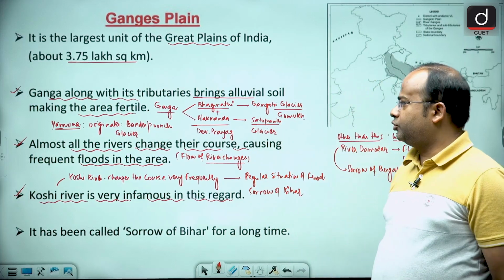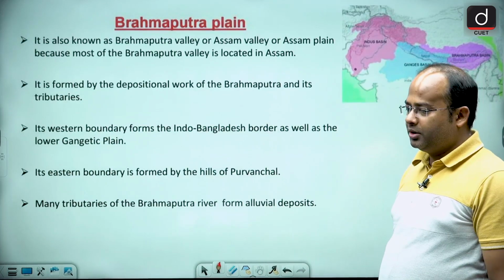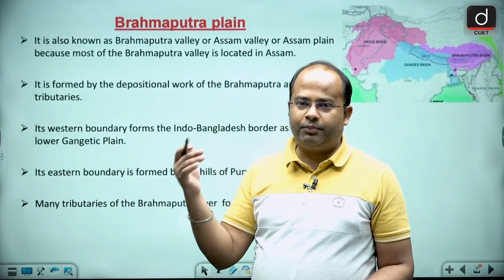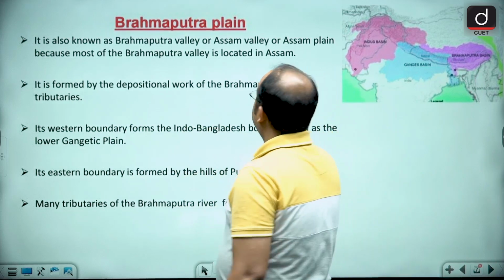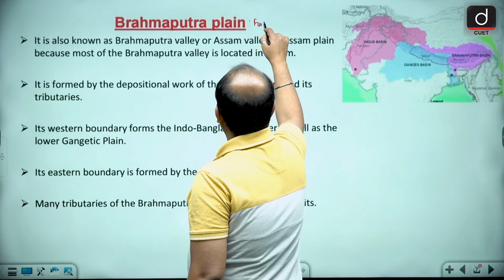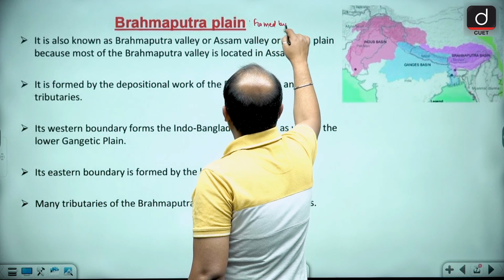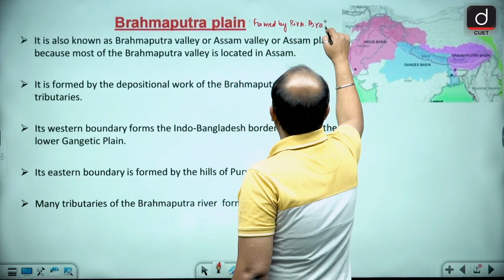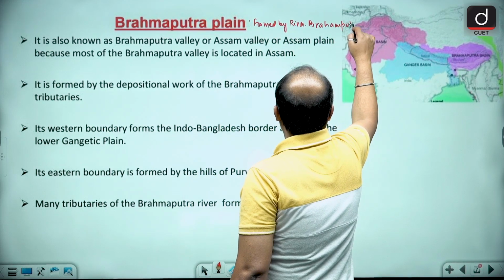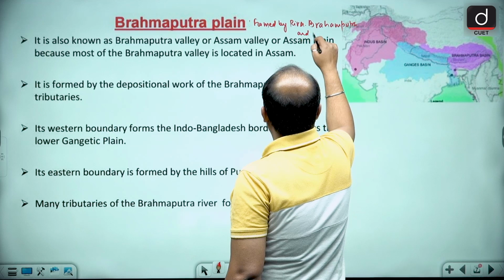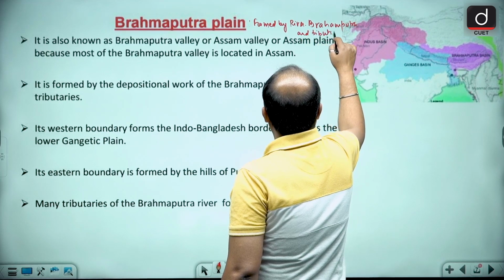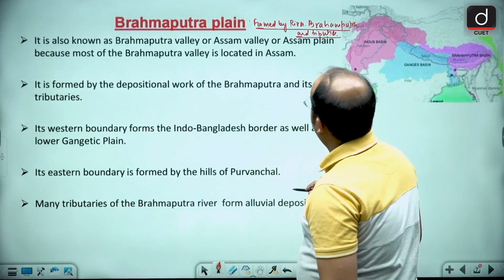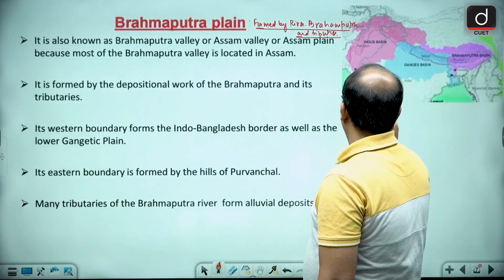Now let's come to the next thing, that is about the Brahmaputra plain. Brahmaputra plain guys, this is formed by river Brahmaputra and tributaries. So this plain is formed by Brahmaputra and tributaries.